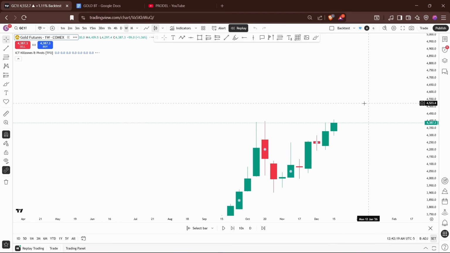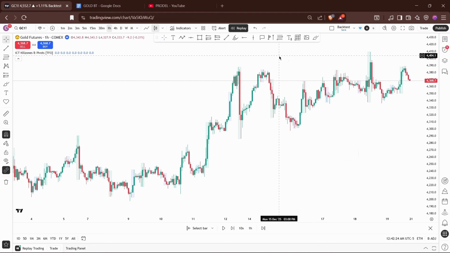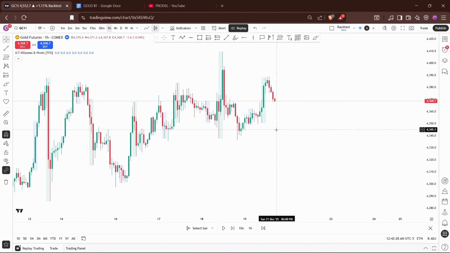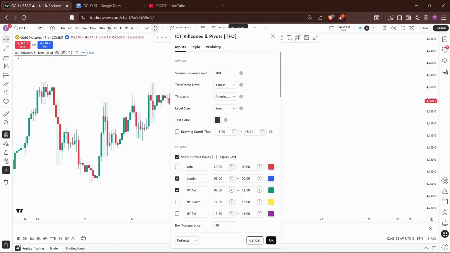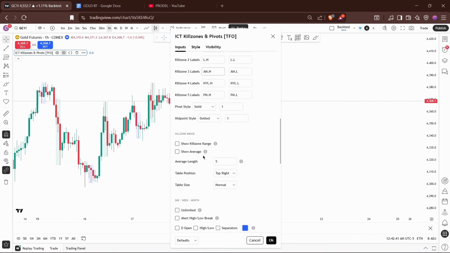Let's cut the candle and go to the 1 hour time frame. This scalping strategy is based on the 1 hour and the 1 minute. 1 hour will be the higher time frame and 1 minute will be the lower time frame. So first, let's see about the indicator. I am using this indicator, ICT Killzone and Pivot. You can see this is the setting of this indicator.